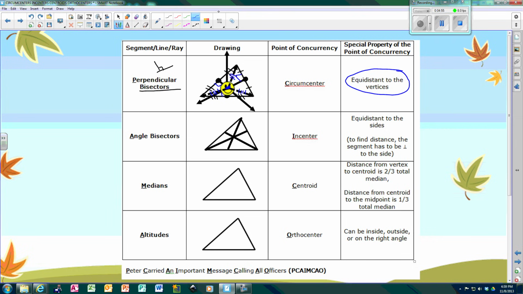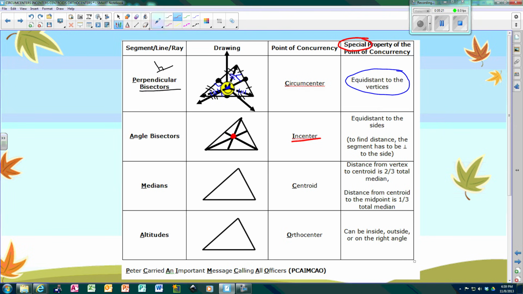So where they all intersect, this point right here, this is called your incenter, okay? It is equidistant to the sides. So to find the distance, the segment has to be perpendicular to the side. And we'll talk about that more later. So remember I told you they all had something special? Well, that's what's special about an angle bisector.